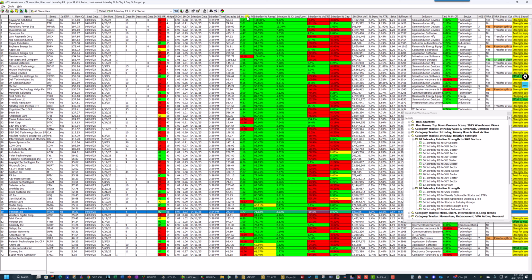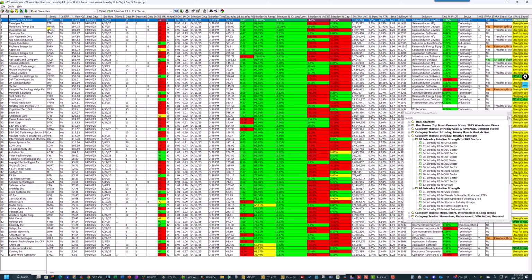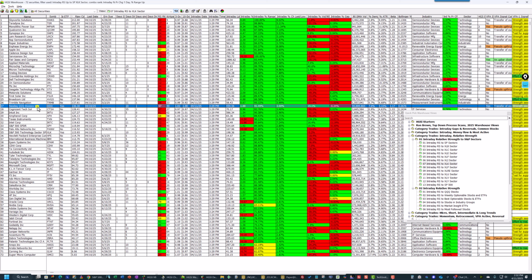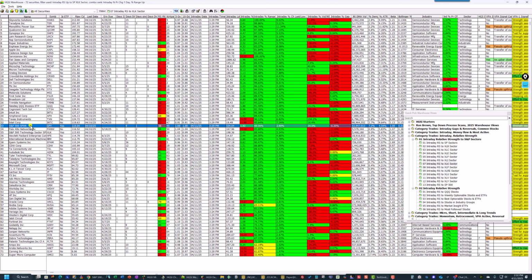But if I'm looking for the strongest stocks to maybe get into today, and this is late in the day, so I wouldn't really be considering going into the weekend, but I look near the top and see which ones are outperforming the QQQ, or the SPY is right here.